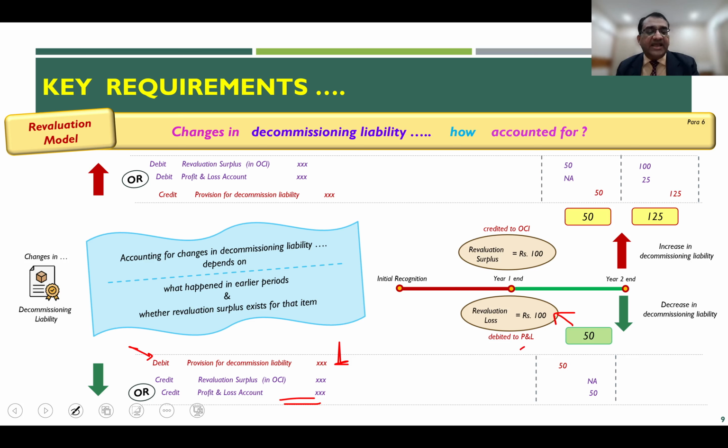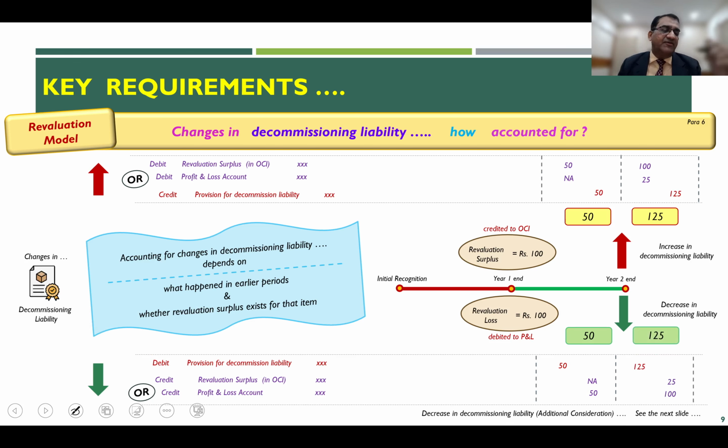You have already taken a hit of 100 rupees in the prior year, and therefore if your increase is lower than this 100 rupees, then in that case you will credit that 50 to the P&L. Now let us look at another scenario: if this decrease in the decommissioning liability was not 50 but say 125, then obviously you will give a debit of 125 to the decommissioning liability. The question is, in this case, where will the credit go?